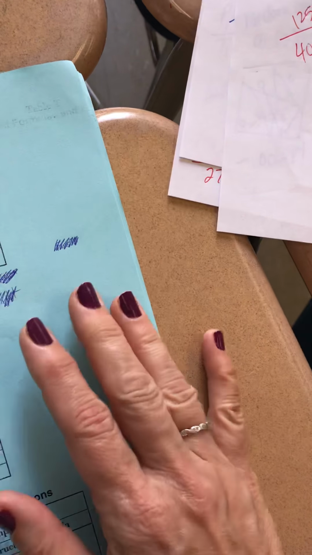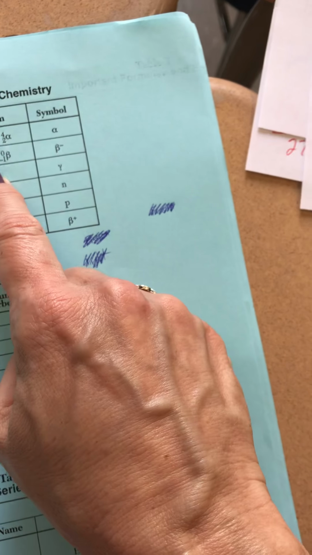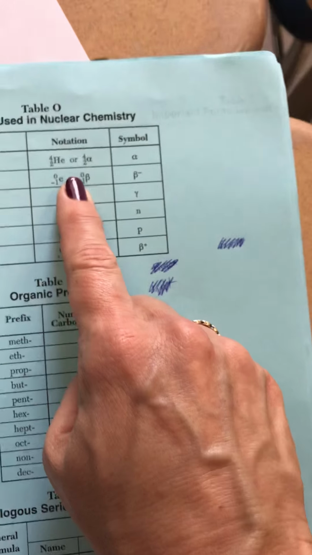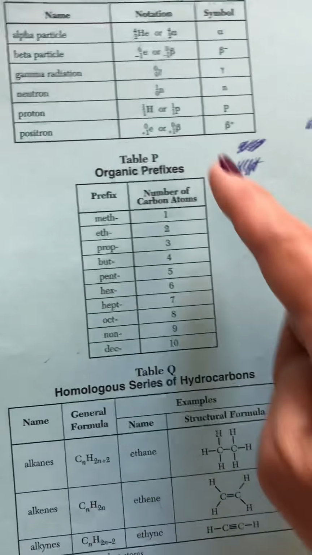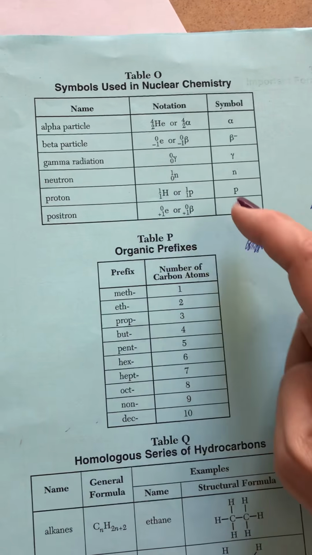If you're writing a decay, here's all of your symbols. So if I wanted to do beta decay, I would show the gold, and I would show the arrow, and then I would show a 0, -1 being lost from the gold. That's how it decays. If you're not sure about protons and neutrons or mass or an alpha, it's all on here.